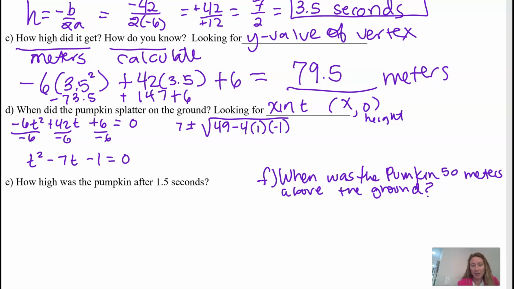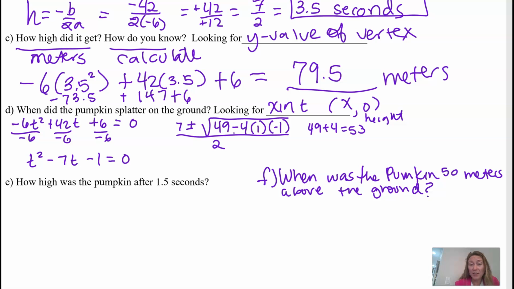So I know that inside the radical, I'm going to get a positive number. I'm going to add because I have two negatives. So it's going to be 49 plus 4, which is 53, and all divided by 2. So I'm going to need to use my calculator for this.